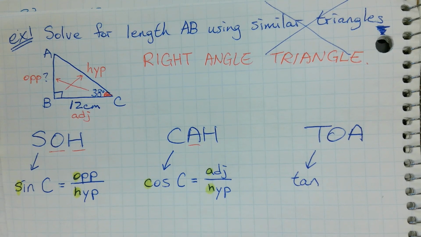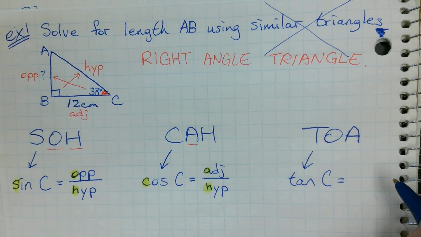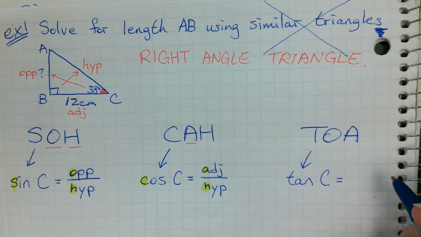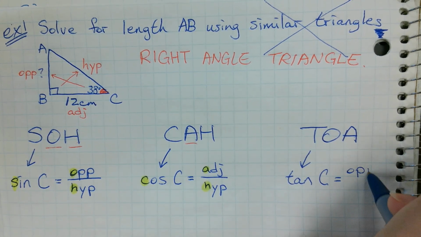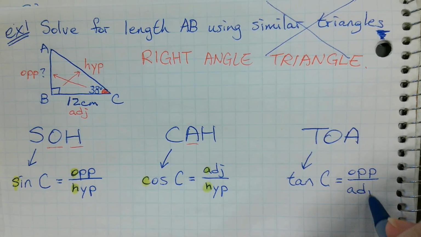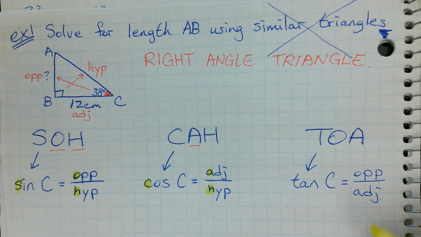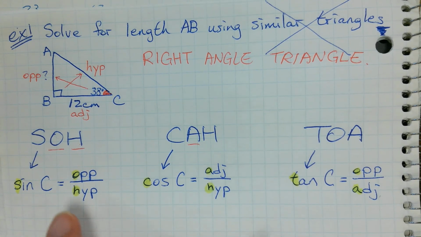SOH, CAH. So for tangent, what do you think? What over what? Opposite over adjacent. Yeah, say it with confidence. You got it. That's why TOA.